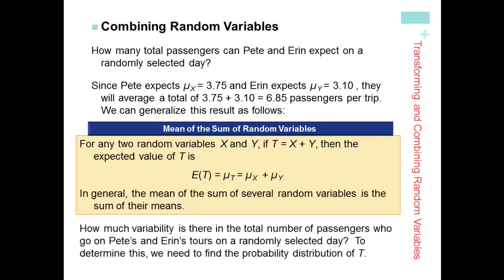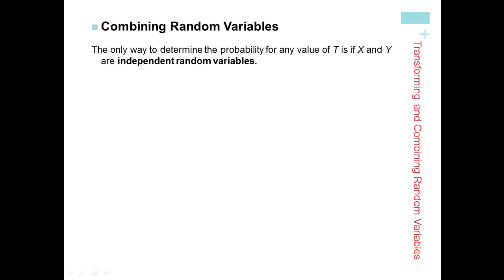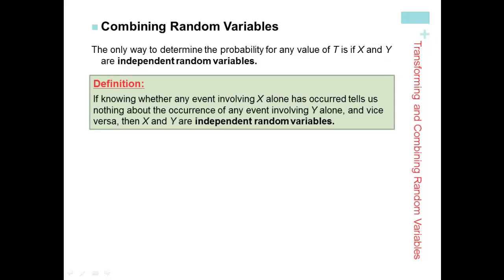We want to consider how much variability there is in the total number of passengers who go on Pete's and Erin's tours on a randomly selected day. To do this, we need to find the probability distribution of T. The only way to determine the probability for any value of T is if X and Y are independent random variables. If knowing whether any event involving X alone has occurred tells us nothing about the occurrence of any event involving Y alone, and vice versa, then X and Y can be considered independent random variables.